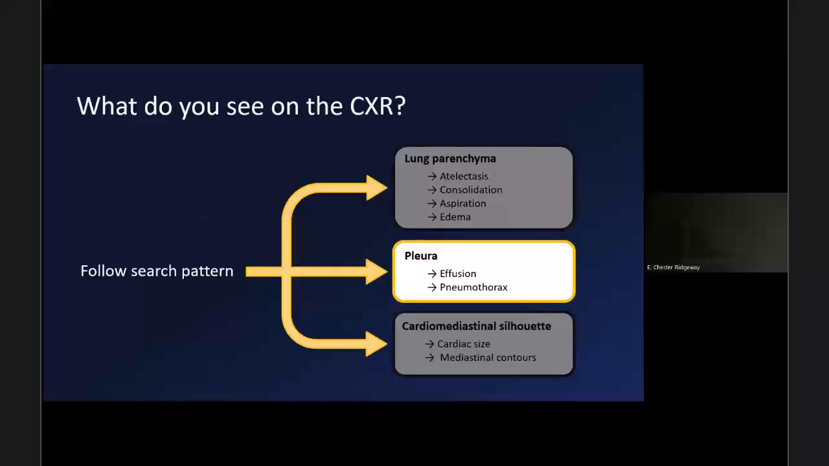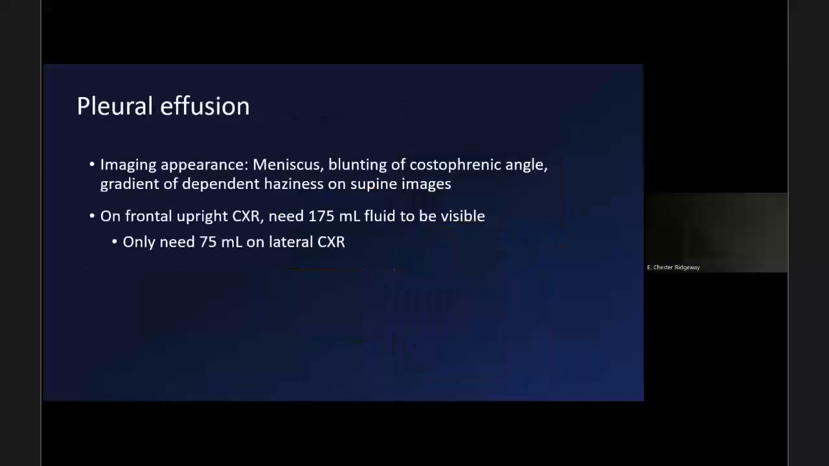All right, so then quickly here in the last few minutes, we're just going to go over the last two parts of our search pattern here. When we're looking at the pleura, when we're looking for pleural effusion, on imaging appearance, we're looking for a meniscus appearance that's resulting in blunting of that costophrenic angle. When the patient is supine, sometimes you will instead see a gradient of haziness.